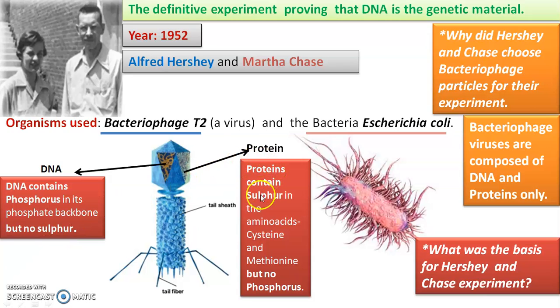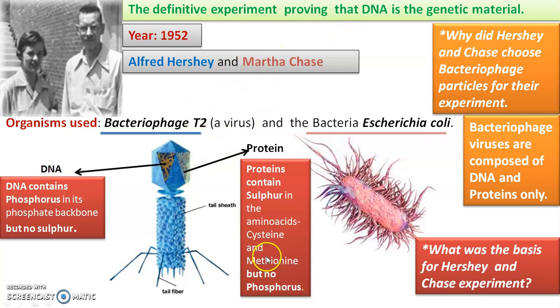On the other hand, proteins have sulfur in some of their amino acids like cysteine and methionine. But proteins do not have phosphorus. So that was very clear. DNA contains phosphorus, which is absent in protein. Protein contains sulfur, which is absent in DNA. So labeling phosphorus in DNA and labeling sulfur in protein, that is tagging for radioactivity, was very easy.